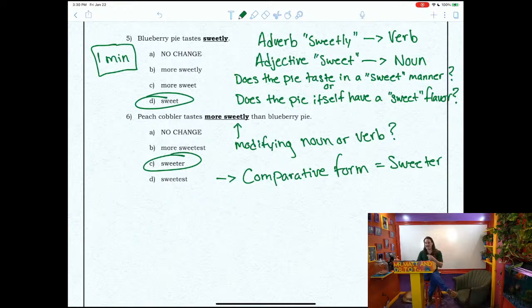If we were to use the adjective, though, then that would be modifying the noun blueberry pie, or pie, because blueberry is modifying the noun pie. Blueberry is an adjective here. Pie is the noun. So if we modify the noun pie by using an adjective, sweet, rather than using an adverb, sweetly, which is modifying the verb tastes, then we're implying that the blueberry pie has a sweet flavor, rather than it is now participating in the action of tasting in a sweet manner.